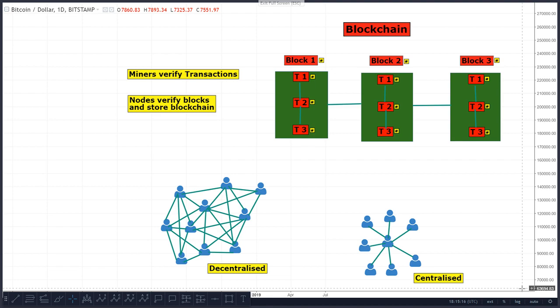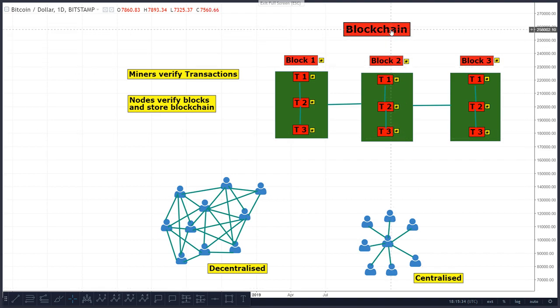Now I'm going to talk all about blockchain in this video. There's quite a few annotations in front of you that you can see, and don't try and decipher it just now. I'm going to go through each and every part of it in detail. So first of all, what is blockchain?